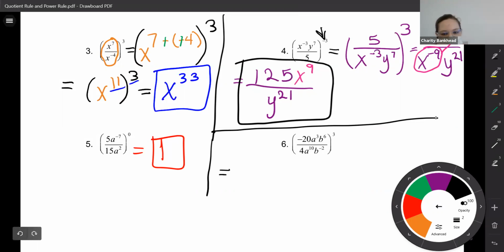So negative 20 divided by 4 would equal negative 5. And then with the a's, I've got the larger exponent on the denominator, so 10 minus 3 would be 7, but that's going to go in the denominator, a to the 7. And then for the b, 6 minus negative 2 is the same thing as 6 plus 2. So that's going to be b to the power of 8. That's in the numerator. All right, and then all of that is still raised to the power of 3.